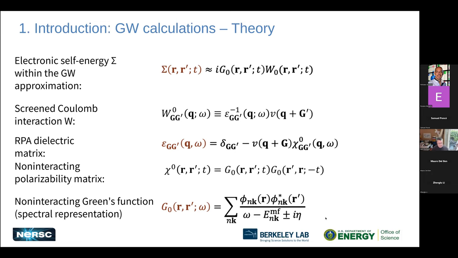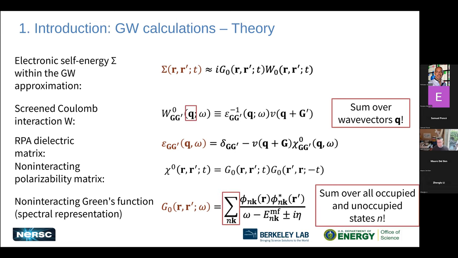And at the end of the day, this is essentially the type of quantities at the bottom here, this non-interacting Green's function and polarizability that we are interested in building in the first step of a practical GW calculation. A couple things to note here is that this Coulomb interaction involves a sum over wave vectors Q, and I'm going to talk a little bit about what the difference between Q and K are in a second. And then importantly, we have a sum over all occupied and unoccupied states that come into these expressions. And that is the sum over n that you are seeing in the formula.